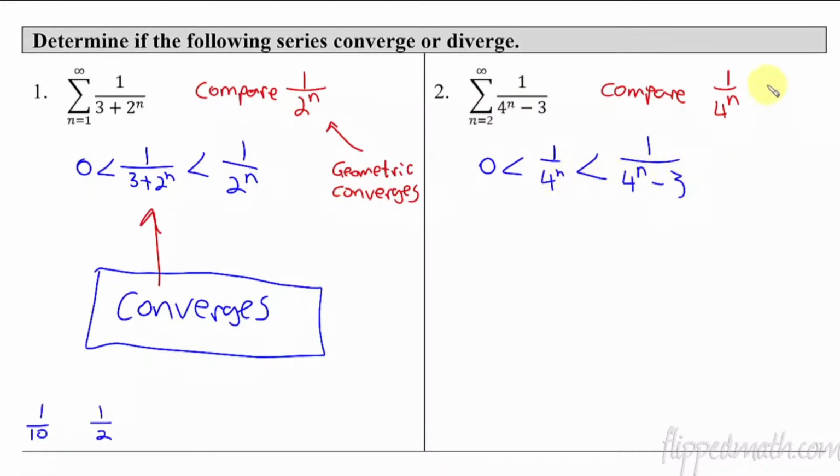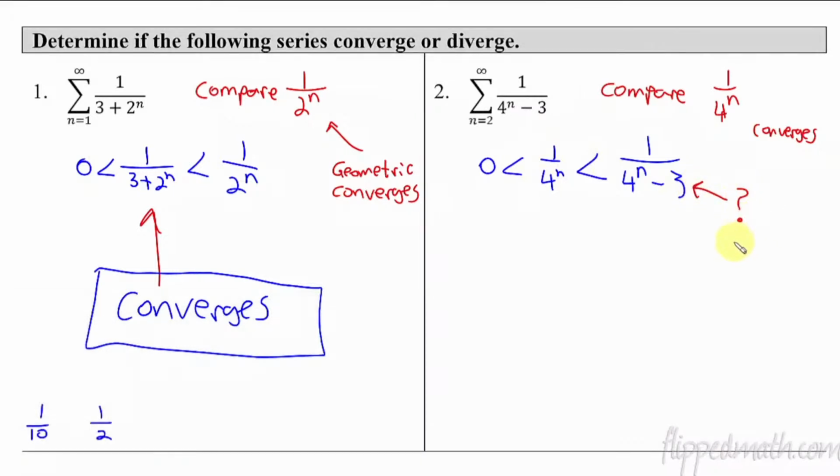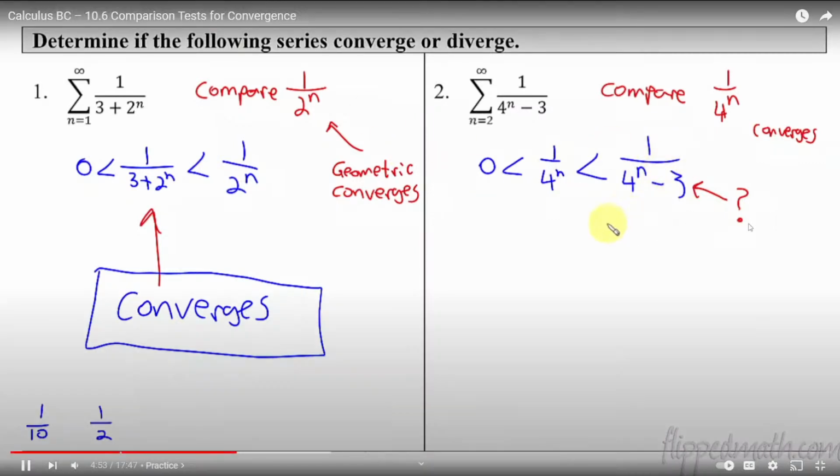Now, even though we know this is geometric and it converges, we can't make any conclusion about this. We don't know what's happening. The lower one converging doesn't mean the one on top has to converge. It might still diverge.